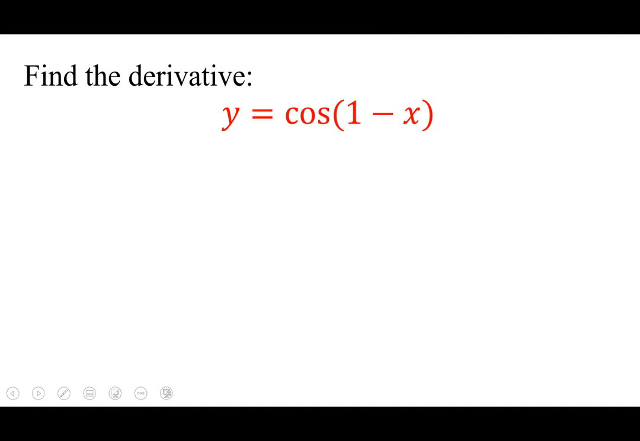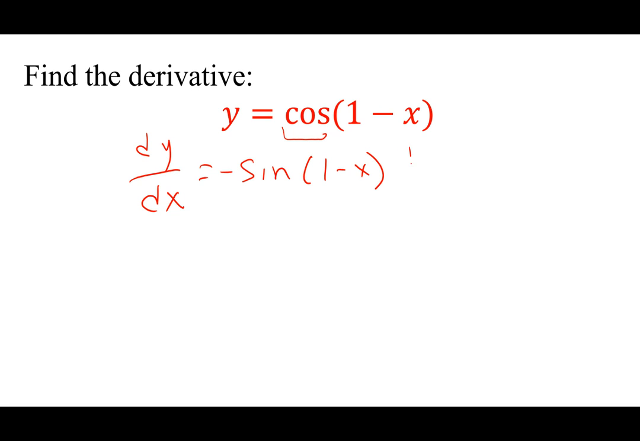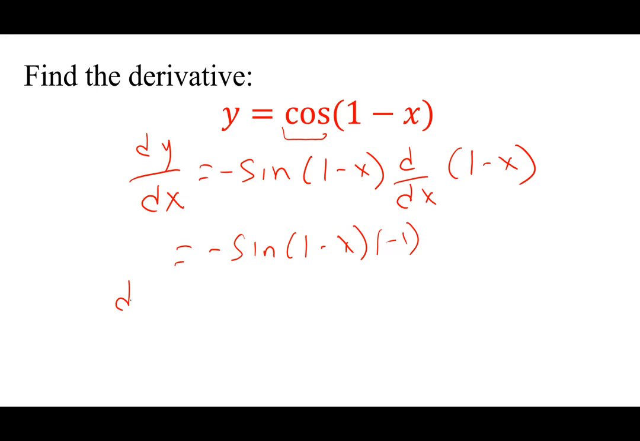Here, we're taking the derivative of the cosine of 1 minus x. So again, you want to ask yourself, big picture, is this a cosine function or is this a 1 minus x function? And hopefully you would agree that this is a cosine function. So dy dx, the derivative of the cosine of something is the negative sine of the same something. And then you have to take d dx of the inside, which is 1 minus x. So negative sine of 1 minus x, the derivative of 1 minus x would be just negative 1, which means your final answer, dy dx, would be the positive sine of 1 minus x.